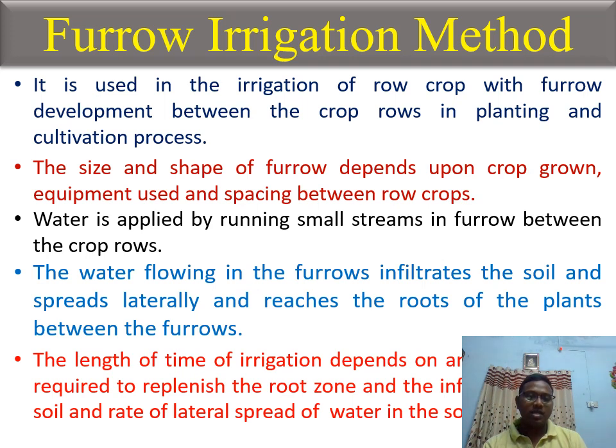And next is the length of time of irrigation using the furrow irrigation method. It depends mostly on the amount of water required to replenish the root zone, that is, the water requirement of the specific crop. Then next is the infiltration rate of that specific soil, what type of soil is there, since the infiltration rate will vary, and the rate of lateral spread of water in that soil. Depending upon all these points, we will decide the length of irrigation, that is the time of irrigation.